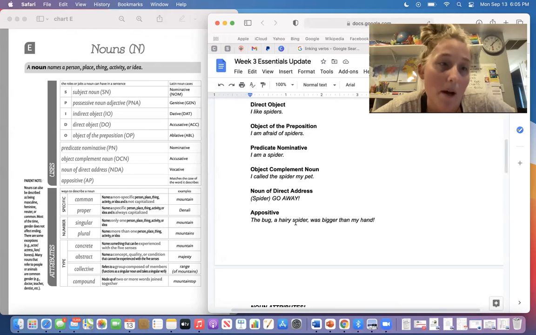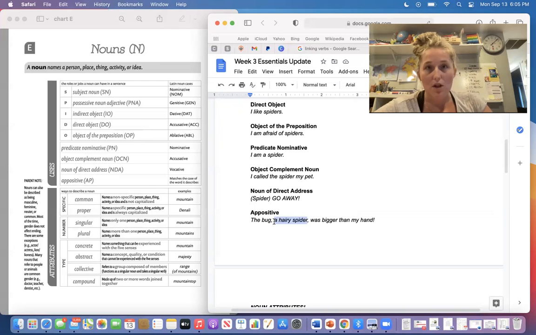Then we finally have an appositive, AP. The bug, a hairy spider, was bigger than my hand. So a hairy spider is an appositive noun phrase, and that is used in situations where we're giving more information and using it to describe things.